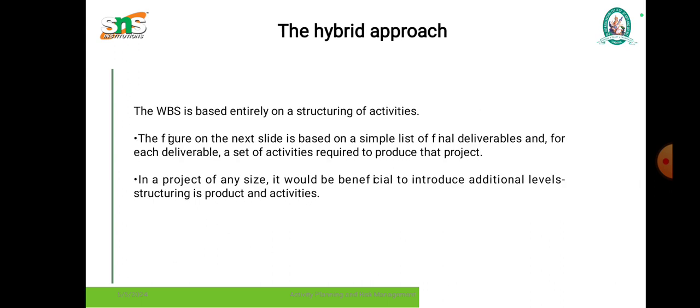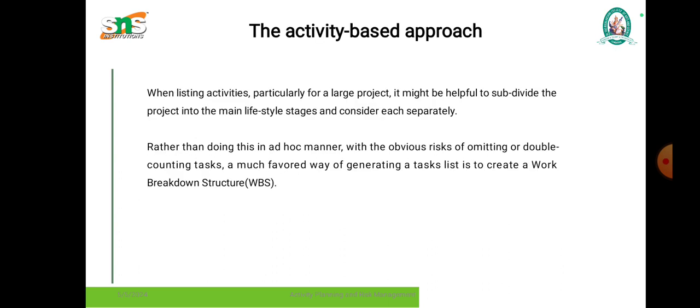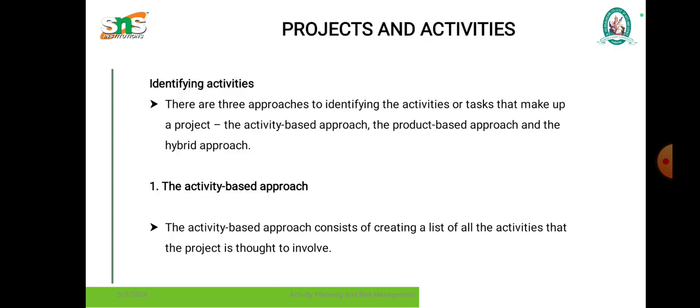The WBS is based entirely on the structuring of activities, whereas the product breakdown is based on a simple list of the final deliverables, and for each deliverable, a set of activities is required to produce it. In a project of any size, it would be beneficial to introduce additional levels of structure in producing the activities. So these are the three project activity approaches in software project management.